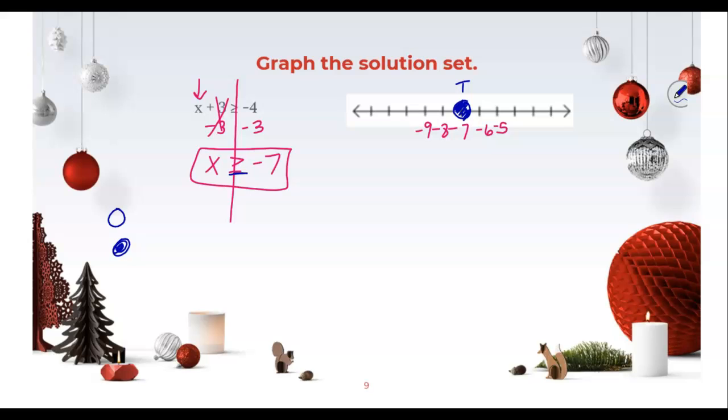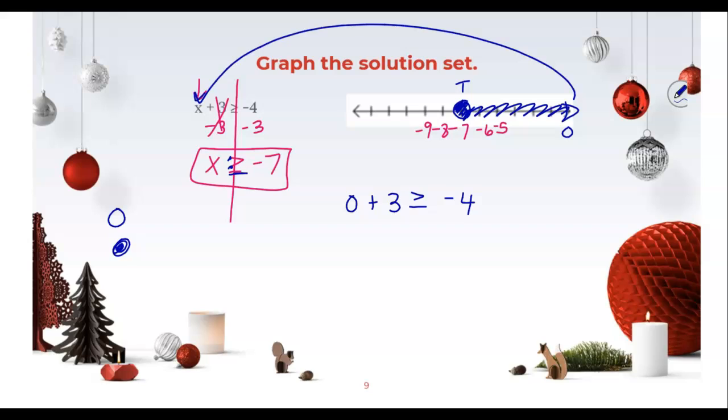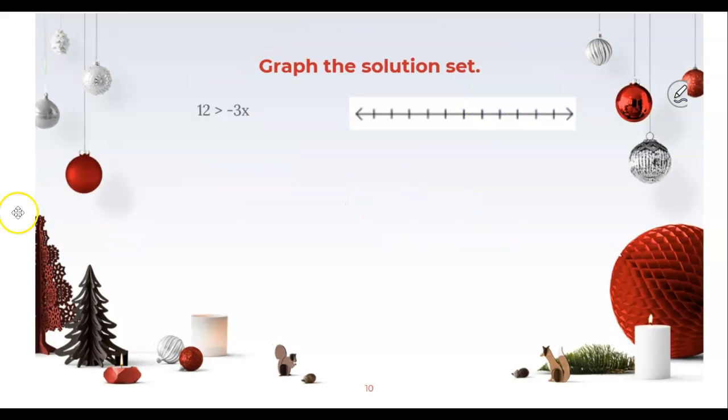And we need all the values that are on the bigger side of -7. So that means all of the values that are greater than or equal to -7. I always like to test a point. 0 is always a fun one to try, and that is to the right of that. Is 0 plus 3 greater than or equal to -4? Substituting it in to check. Let's see here. Is 3 greater than or equal to -4? Yes, it is. So we're good to go there. And let's move on to the next one.